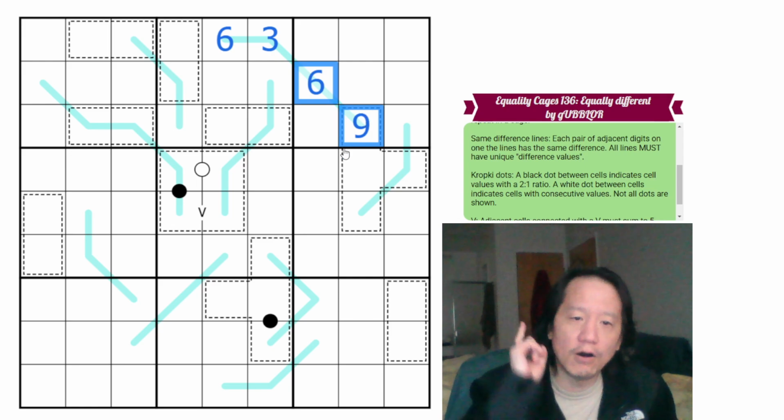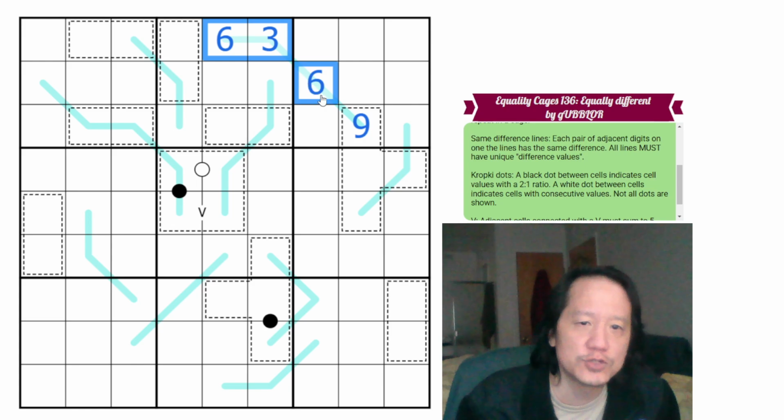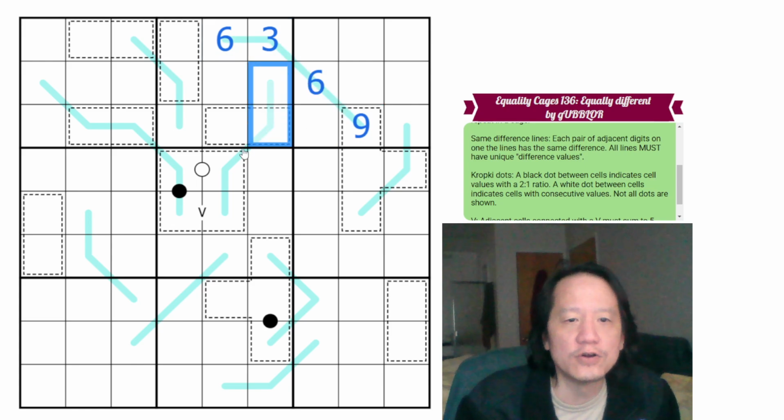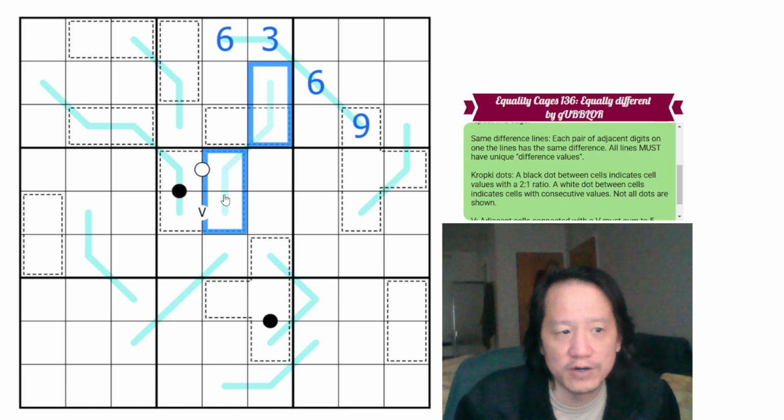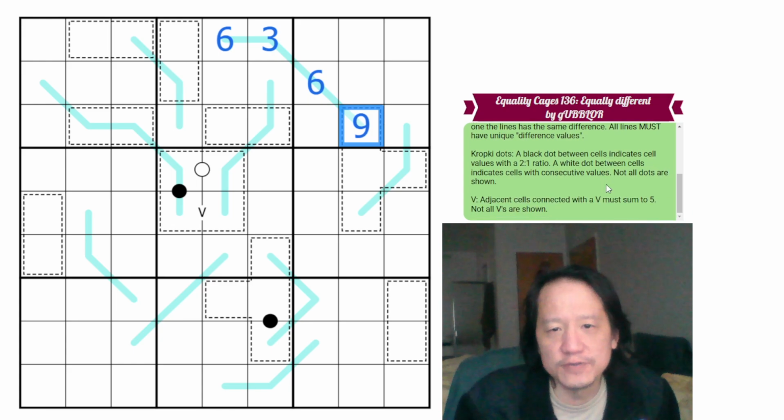But all lines must have a unique difference value. So therefore, since this difference value is 3, none of the other difference lines can have a difference value of 3. So that makes for some very interesting restrictions on these cells. Anyways, that's how difference lines works.